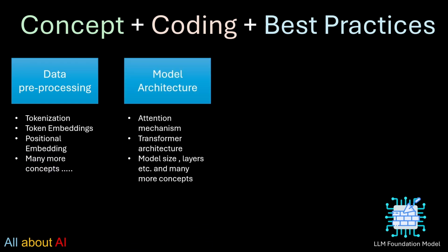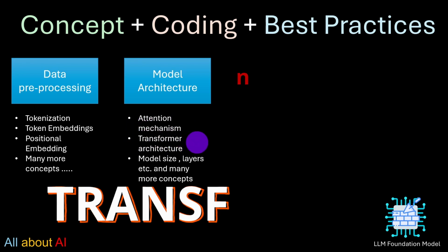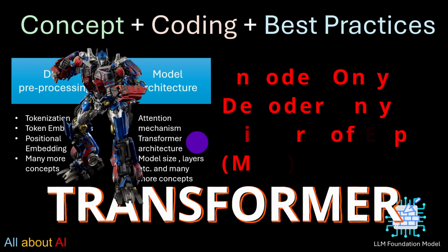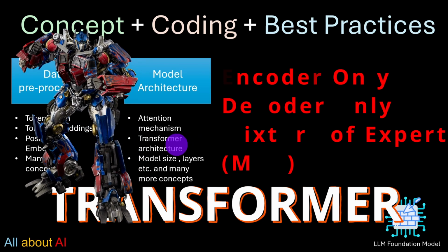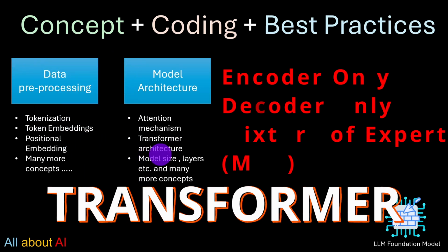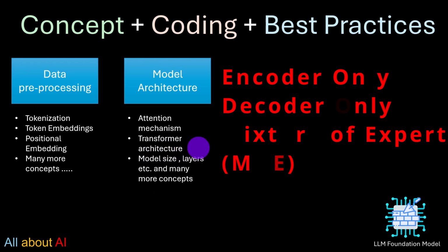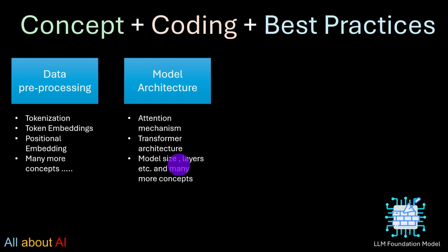Next, we'll put a lot of focus on the attention mechanism and transformer architecture and different variations of transformer architecture. We'll also refer to some of the state-of-the-art architectures being used by some of the models. We'll look into model size, layers, and many, many more things as part of model architecture.